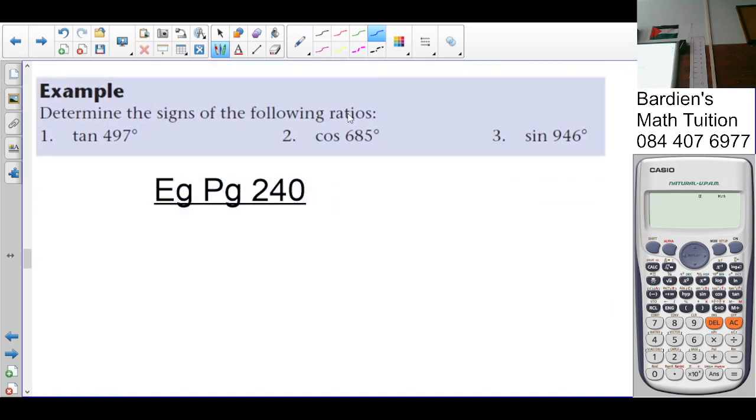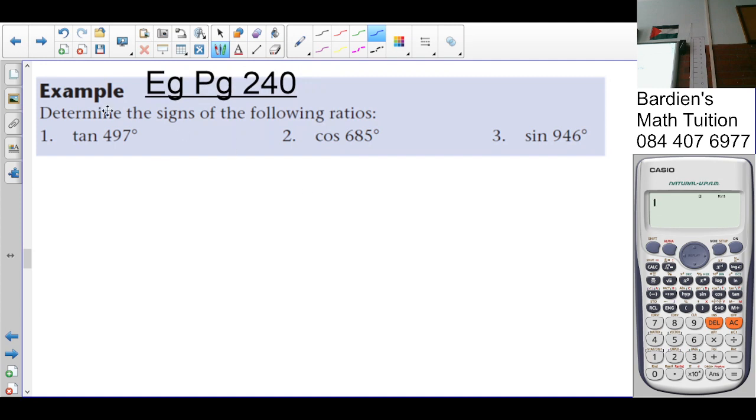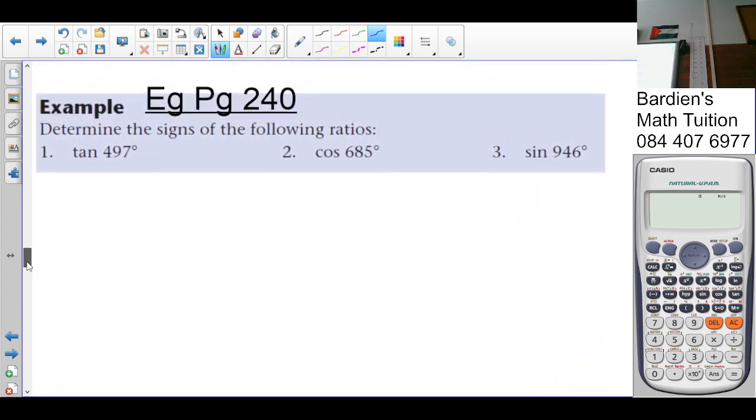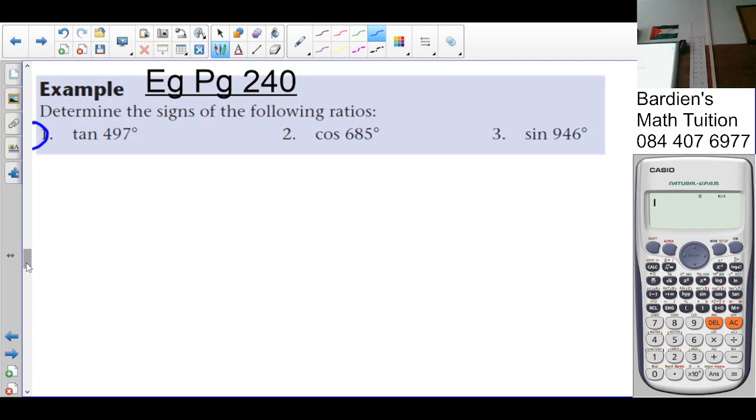Let's look at the example on page 240. It says determine the signs of the following ratios. Okay, now we're not only going to do the signs, we're going to calculate the acute angle as well. All right, so let's look at number 1. You've got tan of 497. So what's the first thing we need to do? Minus 360. So let's minus 360 from that. What do we get? 137. You all agree with that?